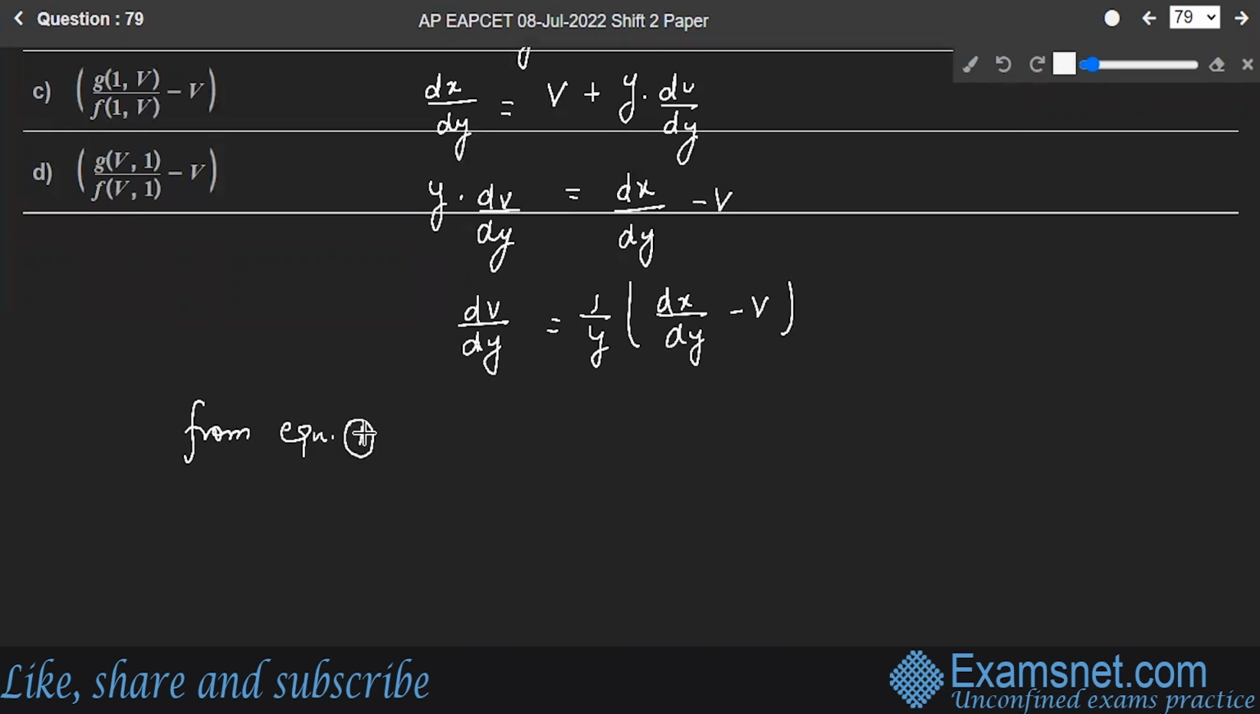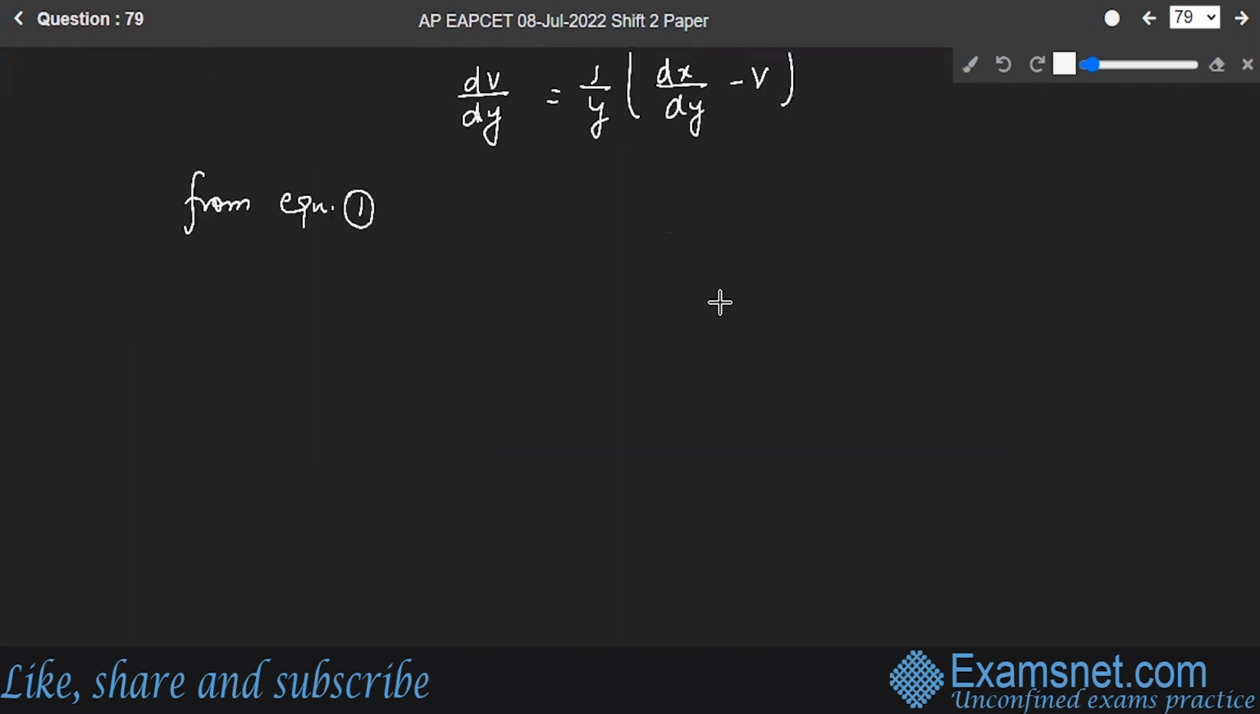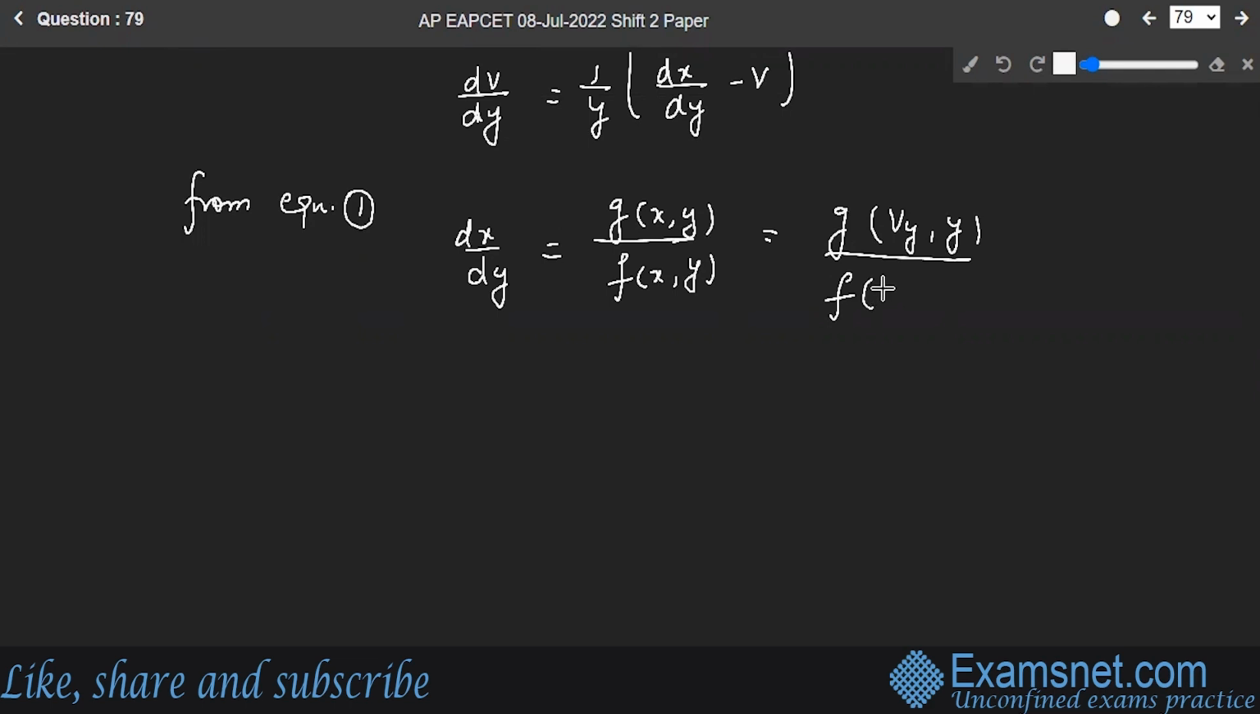we have this dv by dx, sorry, dv by dy, what was this? dy by dx is equal to. So from equation 1, we have dx by dy is equal to gxy upon fxy. So this is equal to g of vy comma y upon f of vy and y, right? So this becomes equal to g of v comma 1 upon f of v comma 1.